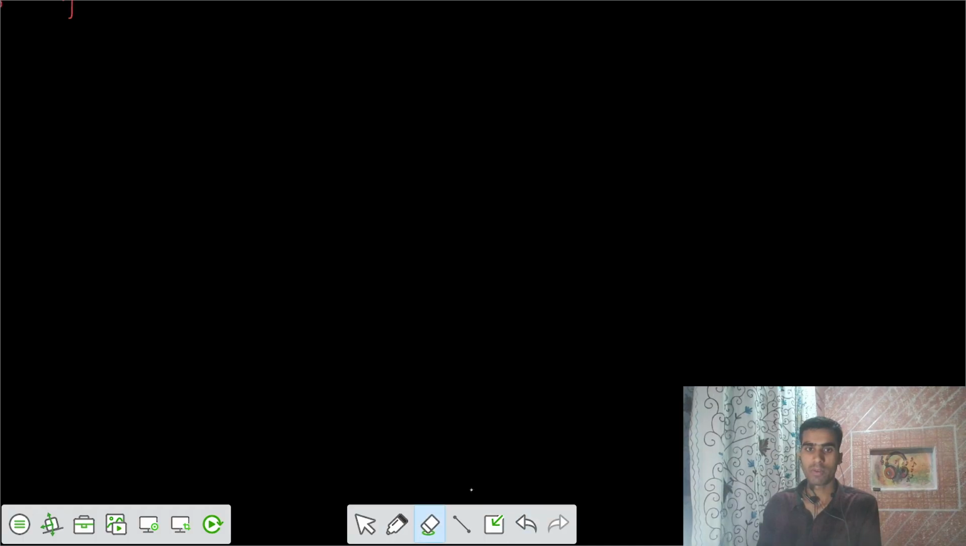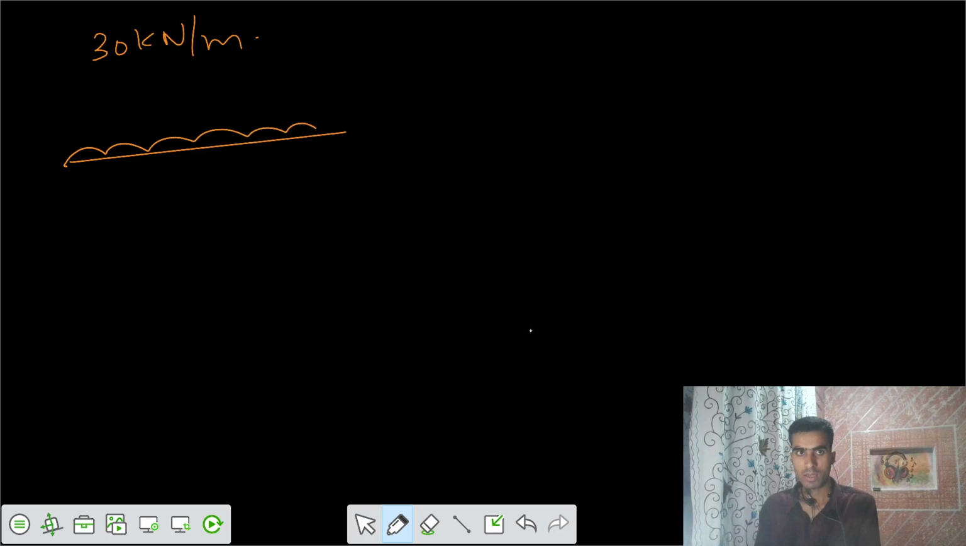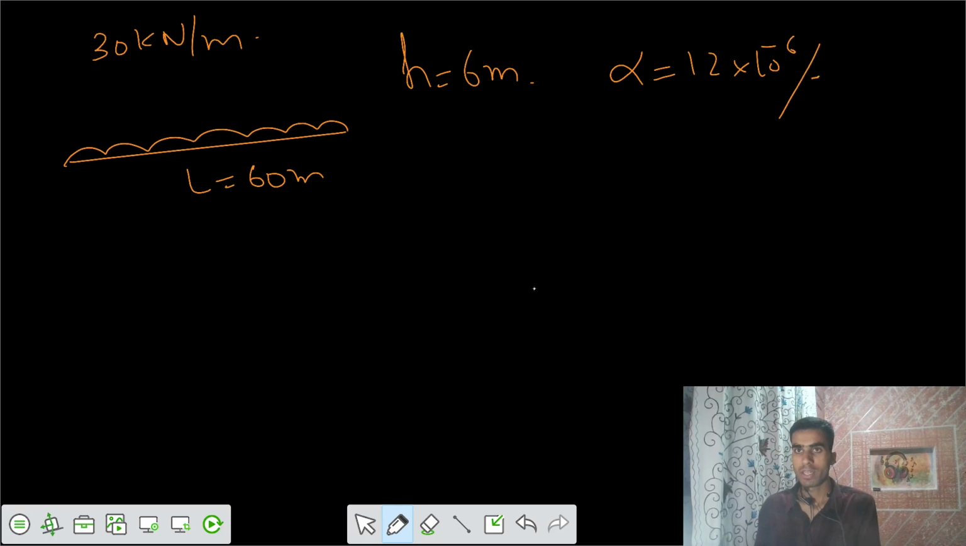That is the final problem we have for the cables. It's saying that we have a 30 kilonewton per meter UDL for the 60 meter horizontal span, with a central sag of 6 meter, and alpha of 12 into 10 to the power minus 6 per degree Celsius.